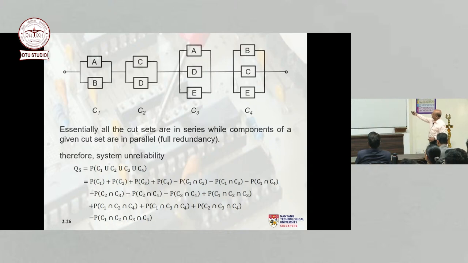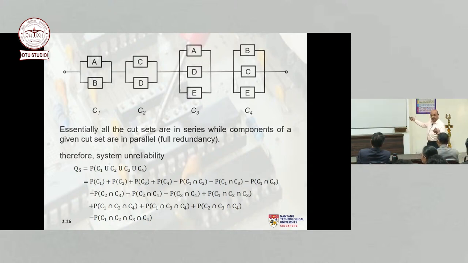If these are the 4 cut sets, then the elements of the cut set are in parallel. Why? Because both must fail, remember? For parallel components, both must fail, or all 3 must fail, or all 4 must fail. So the elements within a cut set must be in parallel. And through any cut set, I can get system failure. Therefore, all the cut sets are in series. Are you with me? Any cut set, as long as I have a cut set, yeah, I will have failure. So all the 4 cut sets are in series.